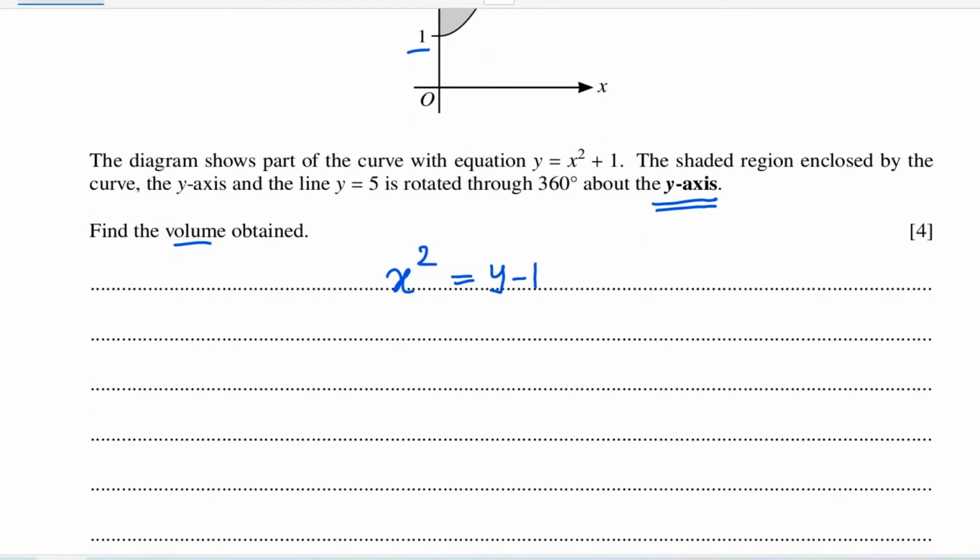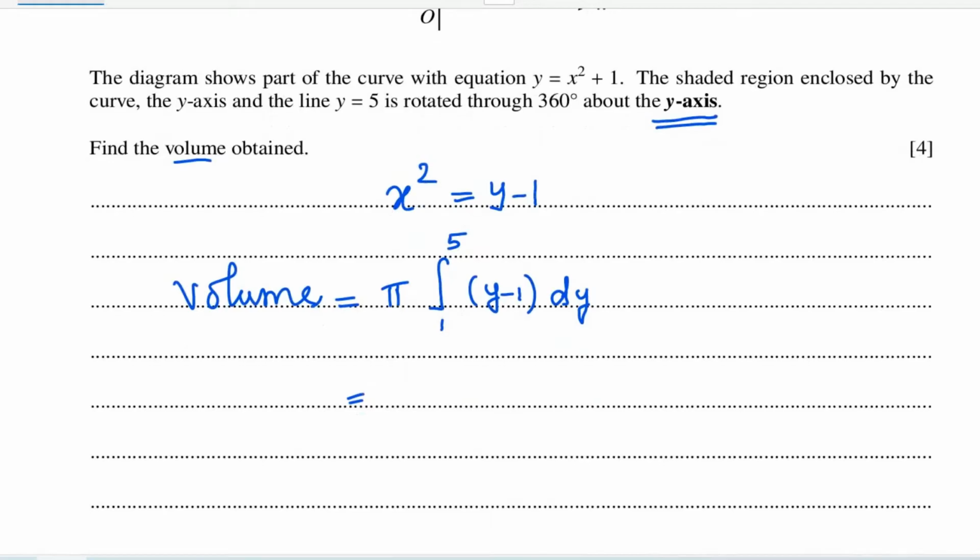So the formula to calculate the volume is volume is equal to pi integral, the limit is 1 to 5. It is rotated through 360 about the y-axis. So the formula here is x square dy, and we know x square here is y minus 1.